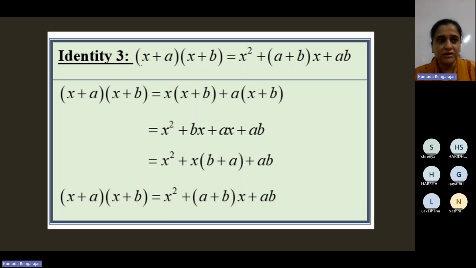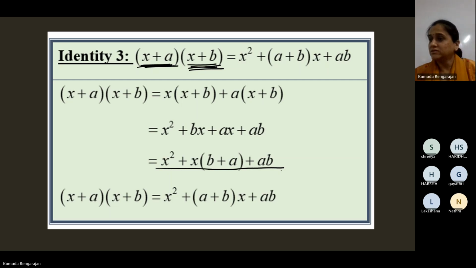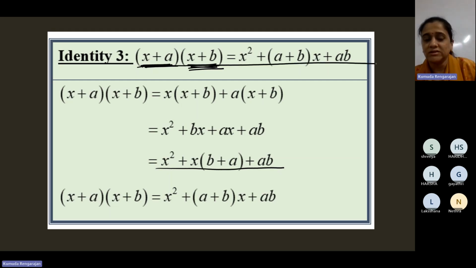When you multiply this binomial, x plus a, two terms, with this binomial, x plus b, two terms, the product of these two binomials is this result. So this one is an identity. This into this is equal to this is an algebraic identity.